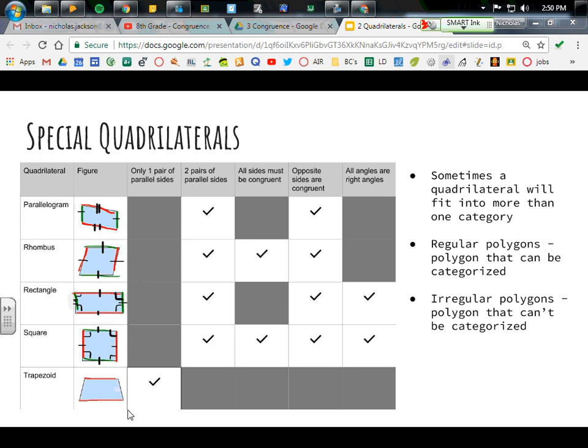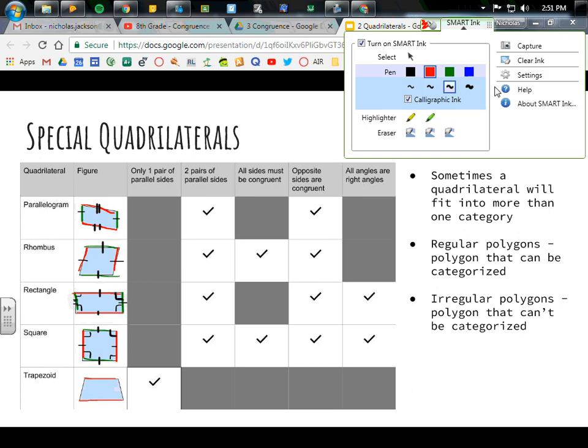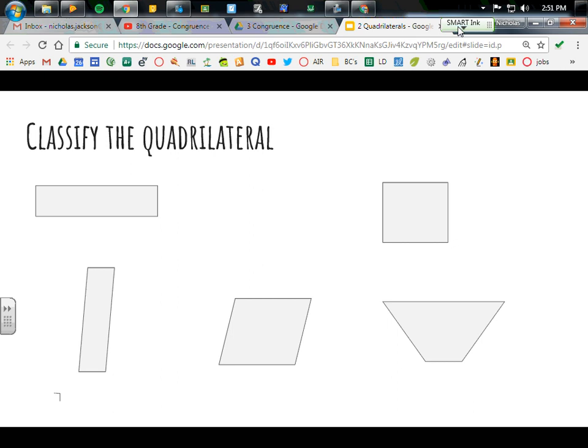One pair. All right, I've got a few other notes that we need to be aware of over here. Sometimes a quadrilateral will fit into more than one category, and I've kind of covered that here. You need to know what a regular polygon is, and those are polygons that can be categorized, polygons that would fit into one of these categories. And you need to know what an irregular polygon is, and that would be a polygon that cannot be categorized. It doesn't really meet any of the criteria to be given a specific name, and it's all wonky and weird looking.